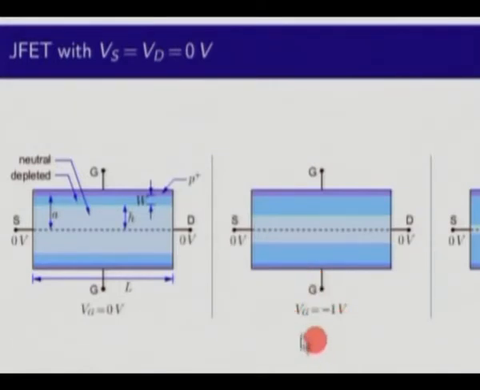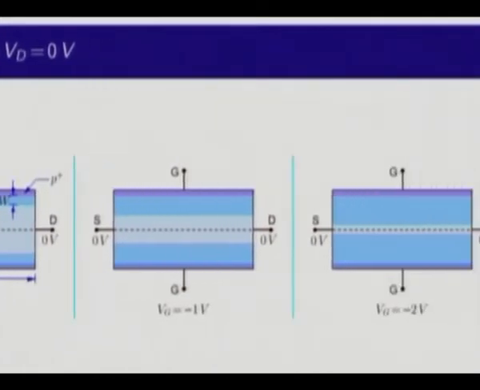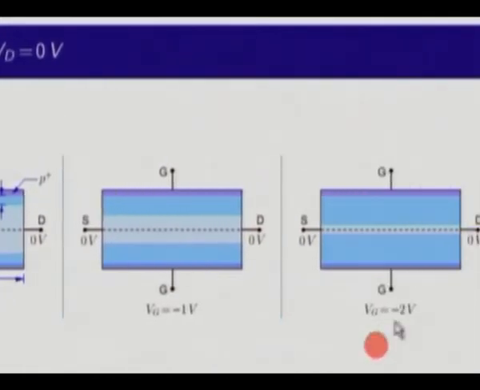Once the student understands this point, it's easy to go forward. If you increase the gate voltage, or rather make it more negative, obviously you're going to get more of the depletion region and less of the channel region. And of course, at some point this whole channel is going to disappear, because the top and bottom depletion regions will simply merge with each other. That situation is called the pinch off situation.